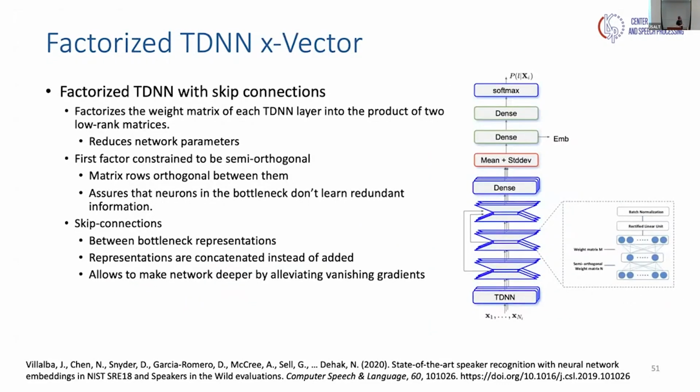And then we have something that we call the factorized time-delay neural network. To try to make the network deeper and have fewer parameters, we take the weight matrix of the convolution and factorize that matrix into the product of two low-rank matrices. In this manner, we can have fewer parameters, and we can make the network deeper. Also, we can include skip connections.